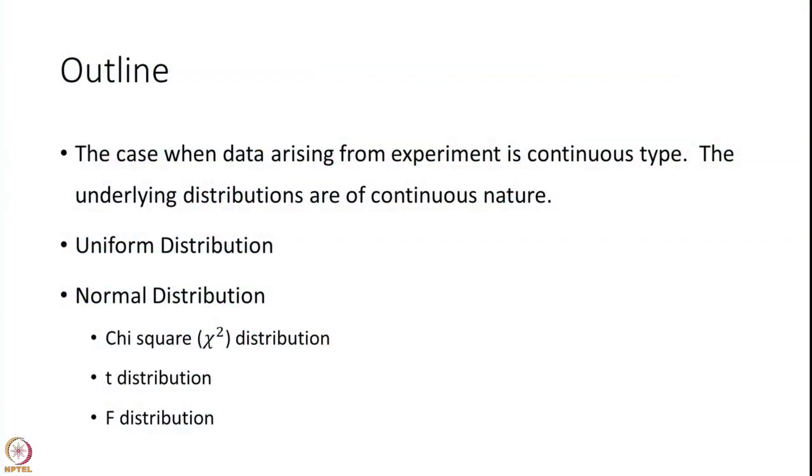So now in this session we would like to have a look at all those distributions which may arise when the experiment gives out data which is of continuous nature, and therefore the underlying distributions are also of continuous type. We will introduce primarily the uniform distribution and the normal distribution, and in further slides we will introduce some other distributions such as chi square, t distribution and f distribution, which are derived from the normal distribution. But first, in this particular one, we are going to study the uniform distribution in detail.